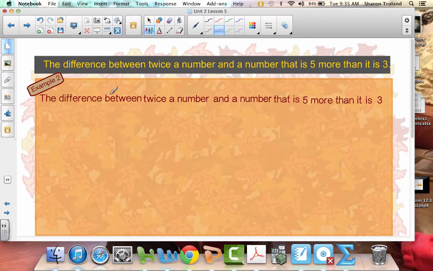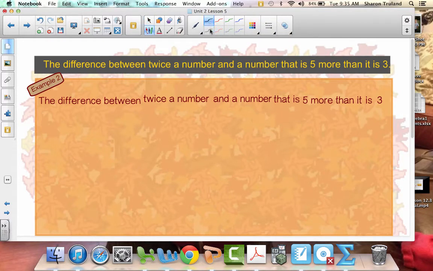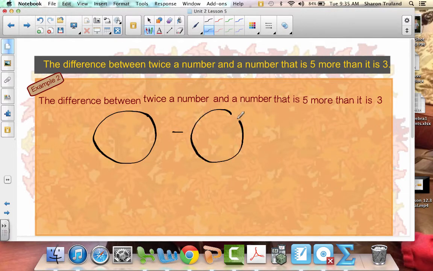All right. The difference between twice a number and a number that is 5 more than it is 3. Whew. Once again, a long, long sentence. Let's break it down. The difference between. Okay, I'm going to take that and translate that into math. The difference between means to subtract. And once again, I'm subtracting two things. Something here, take away something there.